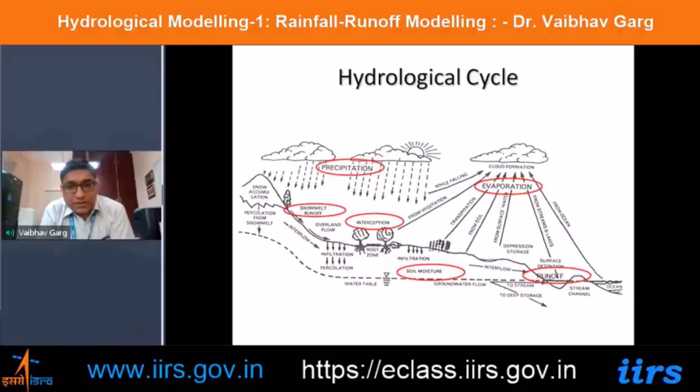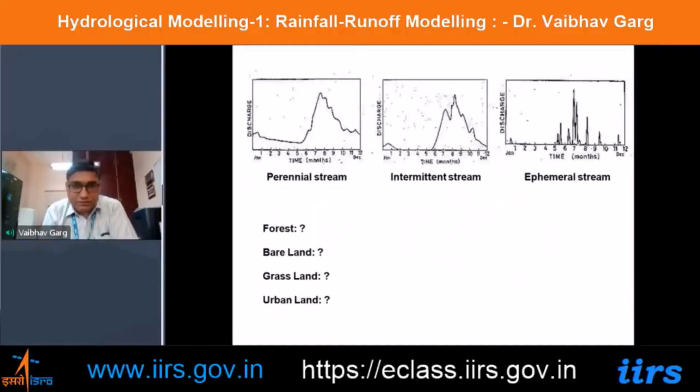Similarly, for evapotranspiration, direct products are available. Soil moisture, direct products are available. Now, only we are left with the runoff. How much water will be available, or how much it will be the stream flow in the channels. To estimate that, we cannot get directly from the remote sensing. However, we can model it using certain hydrological models.